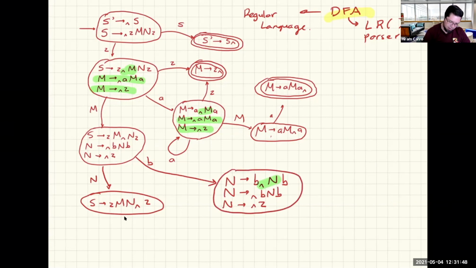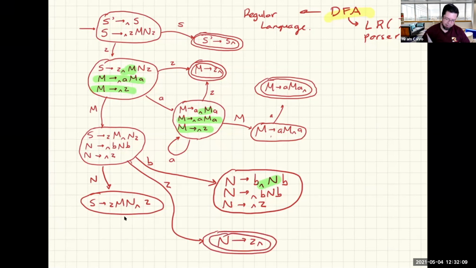And finally, we can move with Z. Let's move this here, Z. And with Z, we have this in final form. And also, you know what happens when we have this in final form. This will be an accept state.